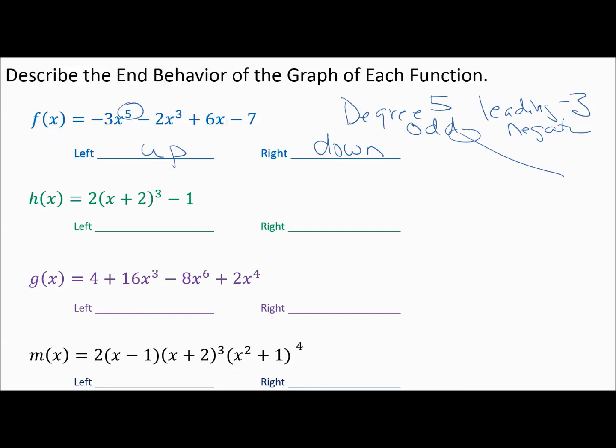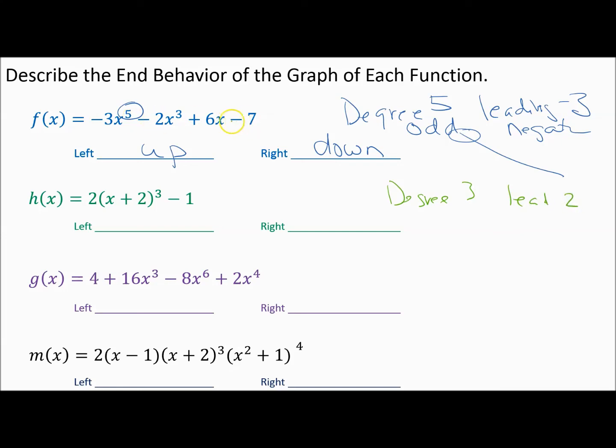The next problem, h of x, is non-expanded. Okay, so you would have to imagine doing x plus 2 times x plus 2 times x plus 2. But you know that's going to give you an x to the third. The rest of the terms don't matter. The highest is going to be an x to the third times 2, which gives us a 2x to the third. So the second one here is a degree 3, and then the leading coefficient is 2.